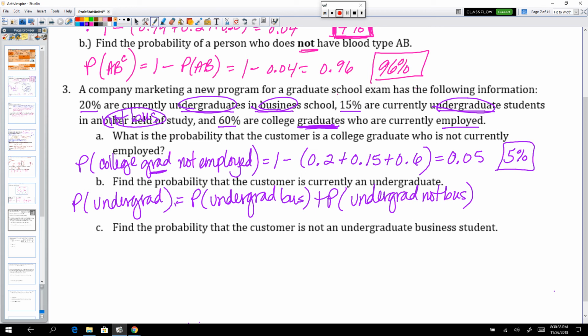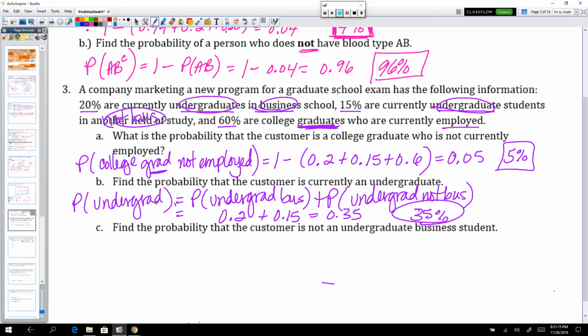And again, why are we allowed to add them together? Because they are mutually exclusive events. There's no overlap. There's no intersection. You're either in business or you're not in business. Not both, right? You can't be not business if you are business. Okay? So we go back up in our problem and we find out what these are. Undergraduate in business, that's 20%. Undergraduate not in business, or other, is 15%. So that's a total of 35% are undergraduates in this pile of people.